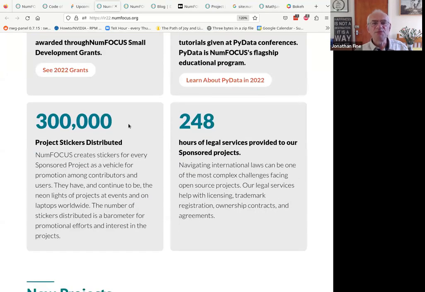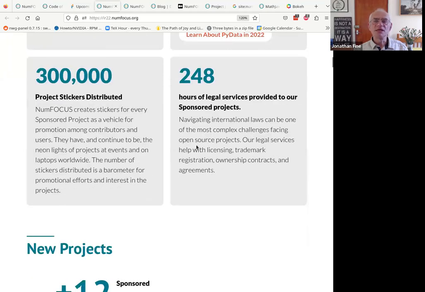They distribute their stickers. So when I went to the PyData conference in Bloomberg in London, I was able to pick up stickers to put on my laptop for the projects that I used or was interested in. And they provide legal services.